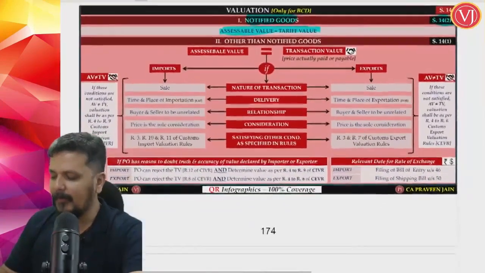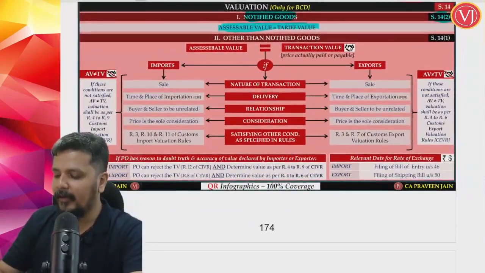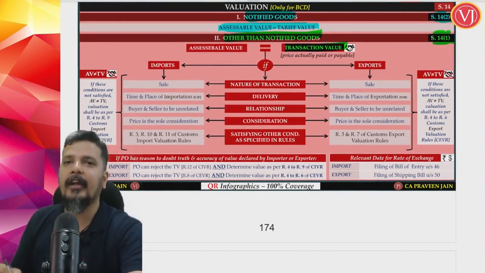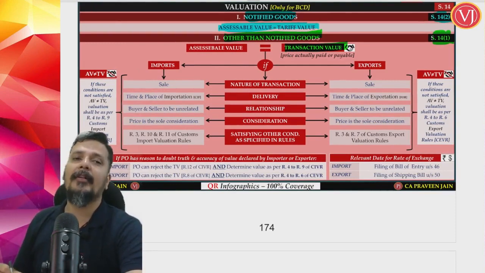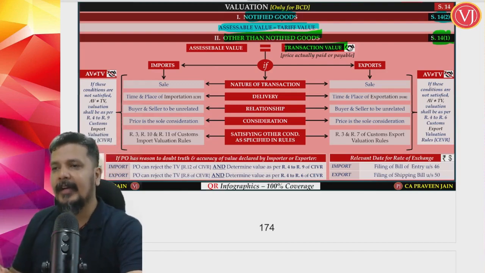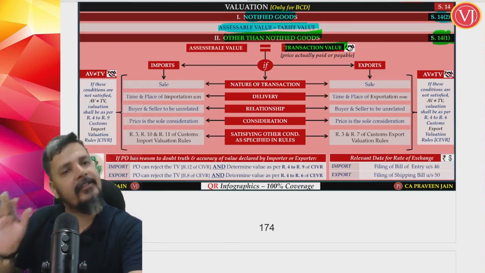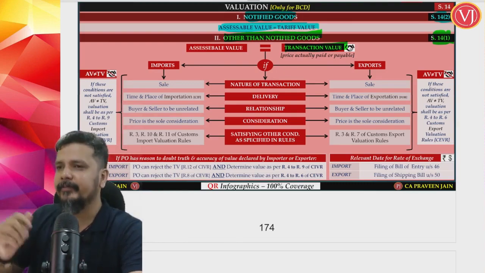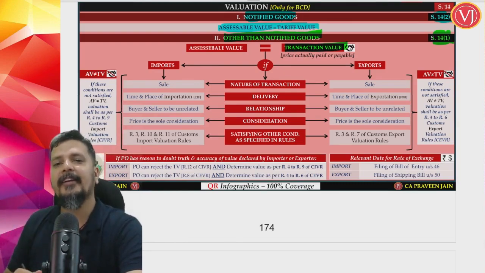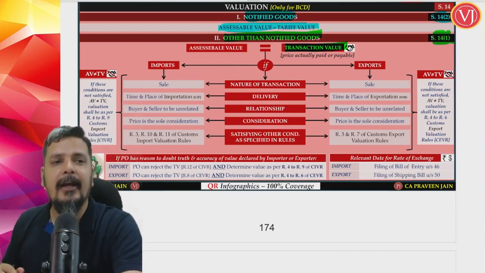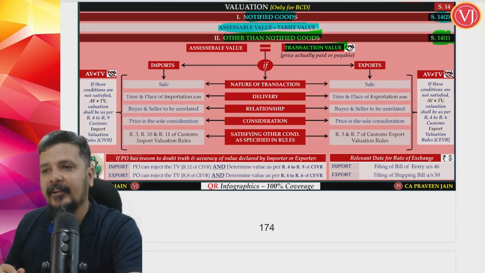Now, what is the normal valuation? Normal valuation in customs is your transaction valuation. Other than notified goods, it is your transaction valuation. By the way, in GST, you don't have the concept of tariff value. Directly, you have the concept only of transaction value. In customs, the main valuation is transaction value, but for notified goods, it can be your tariff value. So let us focus on the main valuation, which is transaction value.